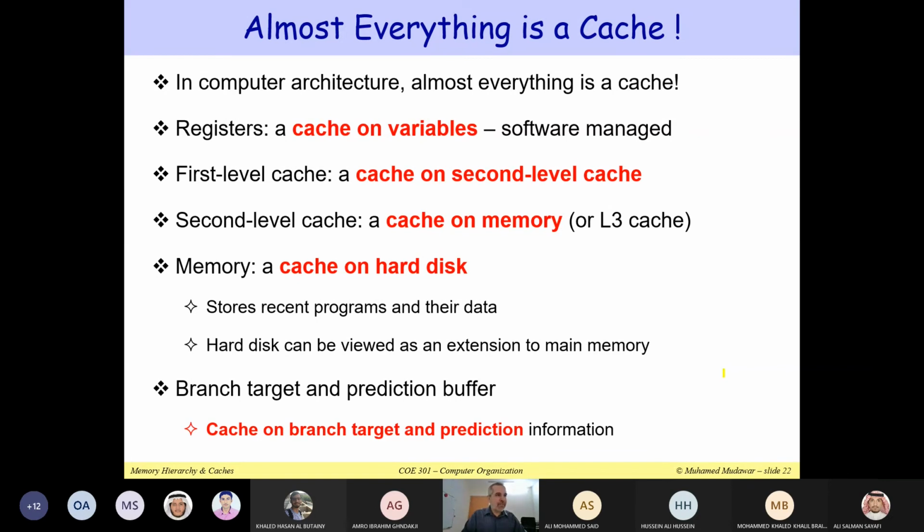Yes, you have a question? Yes, Doctor. Why do we have levels? Why not one large cache? Good question, yes, good question, Amr.